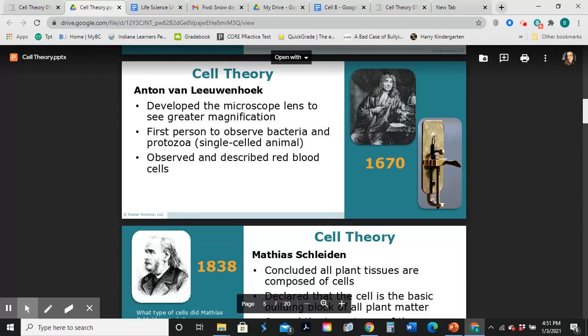Anton van Leeuwenhoek developed the microscope lens to see for greater magnification. He was the first person to observe the bacteria in protozoa, which is a single-celled animal. He observed and described the red blood cells in 1670.